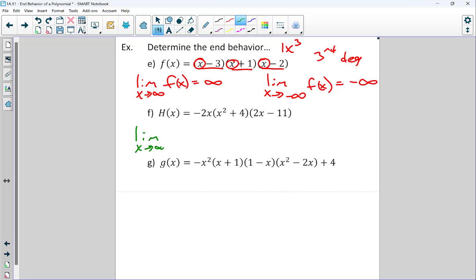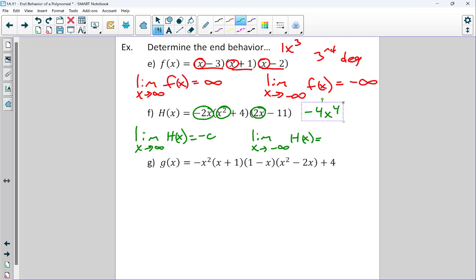Limit as x approaches infinity of h of x. Limit as x approaches negative infinity of h of x. So I see if I were to multiply these together, keep in mind the leading term would just be negative 2x times x squared times 2x. If I multiply those three terms together, the leading term actually ends up being negative 4x to the fourth. Leading coefficient is negative, right side down. Degree is even, left side agrees.